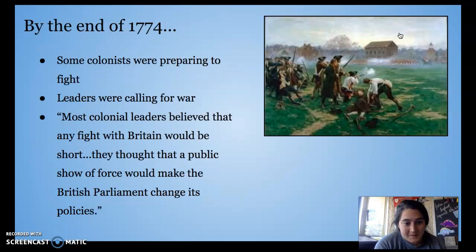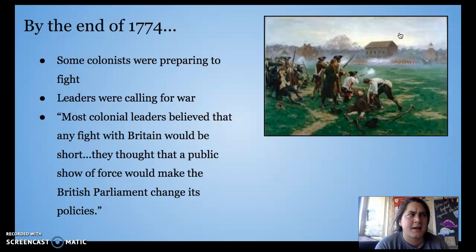The last bullet point shows us we are at a breaking point, you guys. By the end of 1774, some colonists were preparing to fight. They were actively planning, how can we be in a war with British soldiers? It's like, what? Okay, second bullet point, it says leaders were also calling for war.